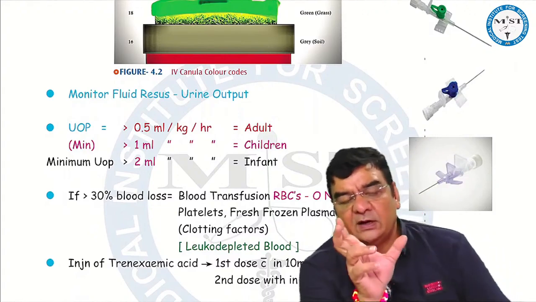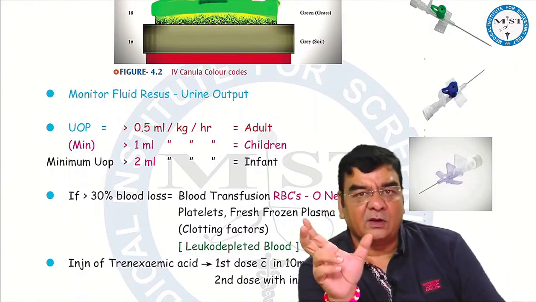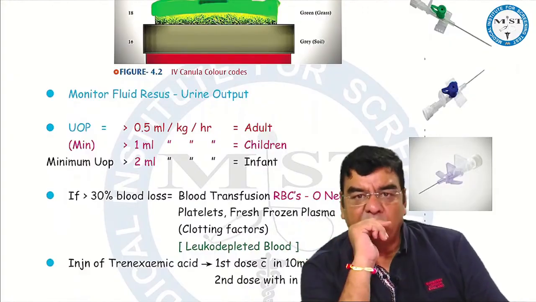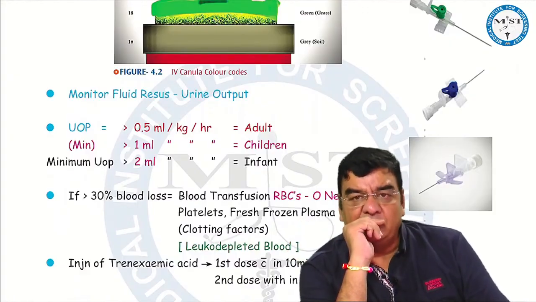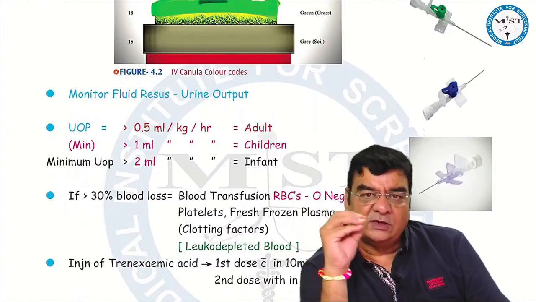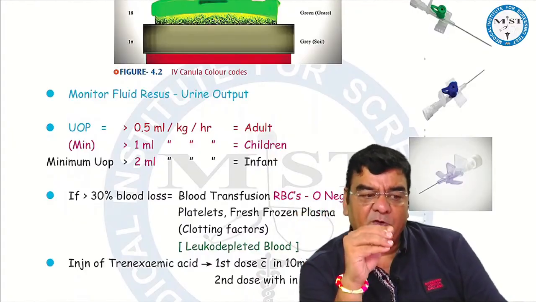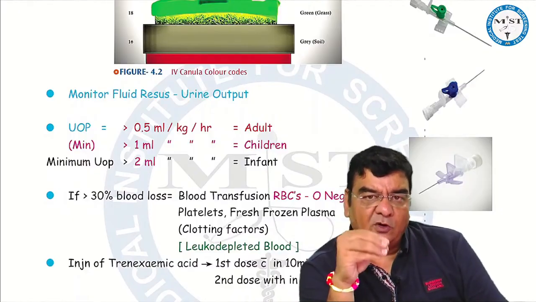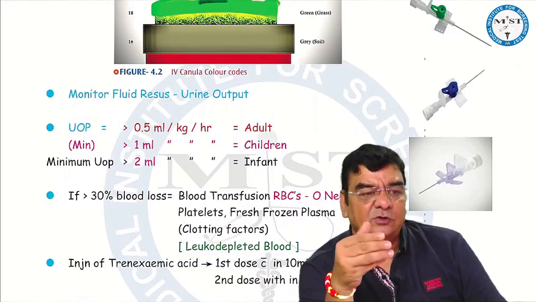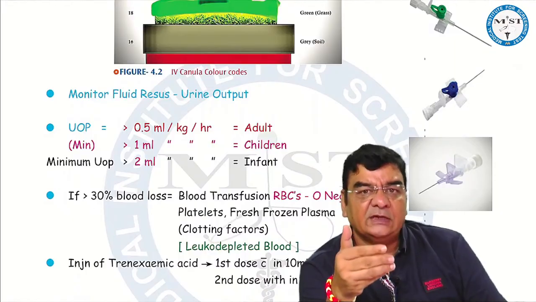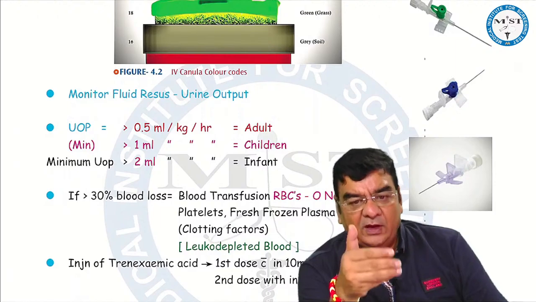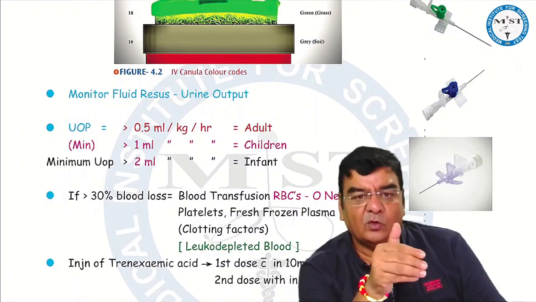Though in adults we take 0.5 to 1 ml per kg per hour as the normal urine output, which we try to restore, at least it should be more than 0.5 ml per kg per hour. If, despite pumping in IV fluids, you are not able to generate sufficient pressure, that means sufficient fluid is not going into the kidney, so urine output will be less. In these cases, urine output will be a nice guide to monitor fluid resuscitation. If the output is less, you have to give more fluid.